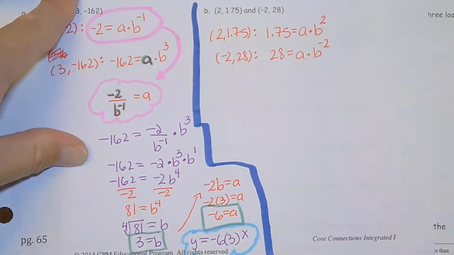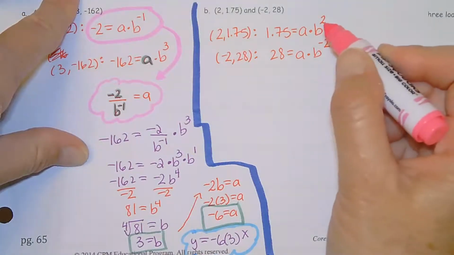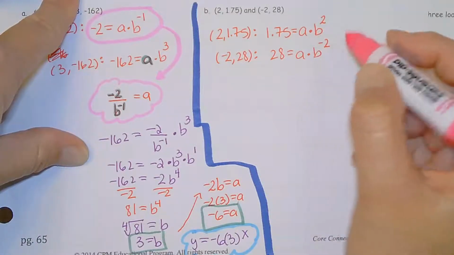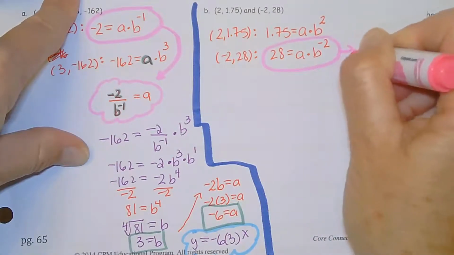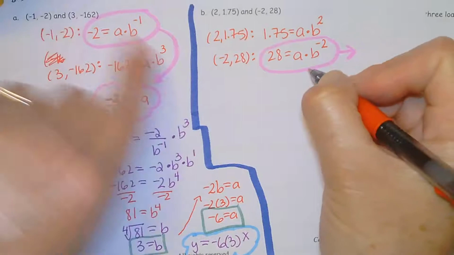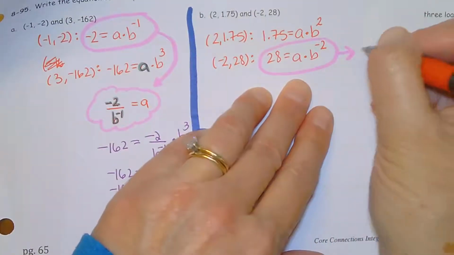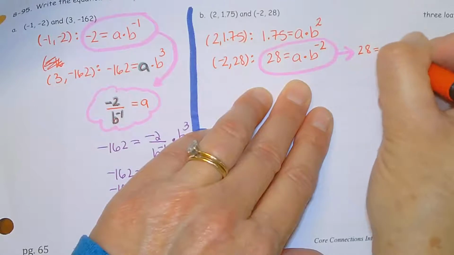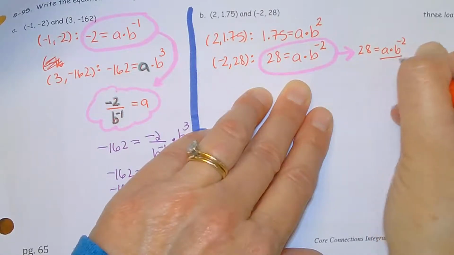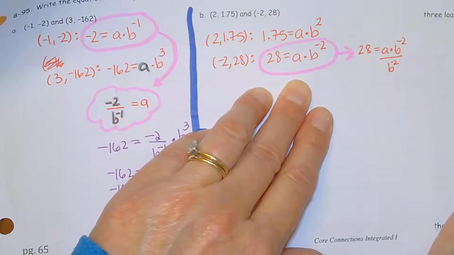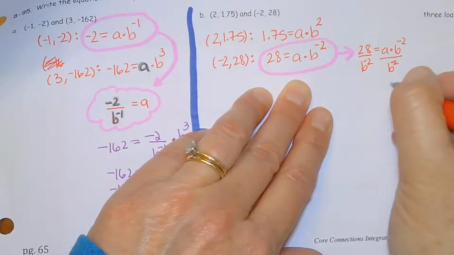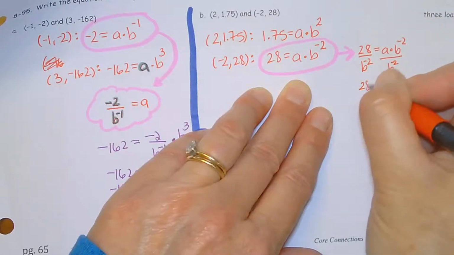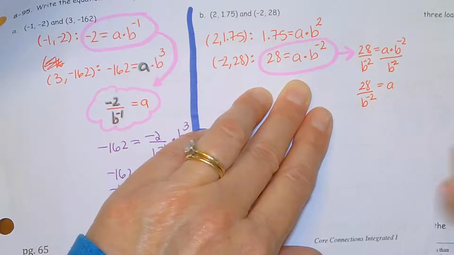So again, we like to solve the equation for a that has the smaller exponent. The -2 would be the smaller exponent. So I'm going to rewrite this in terms of a. So I'm going to be dividing both sides by b to the -2nd. So 28 is equal to a times b to the -2nd. I'm going to divide this by b to the -2nd. And I get a is equal to 28 over b to the -2nd.